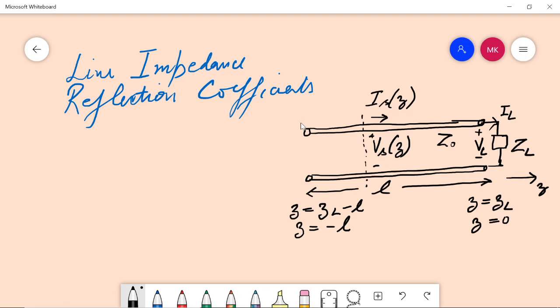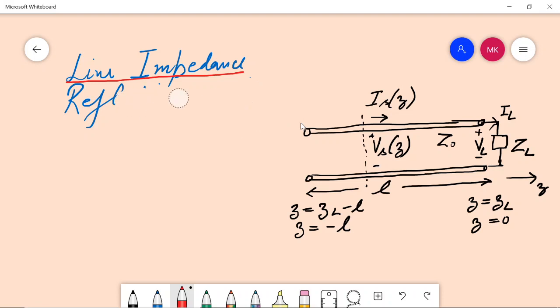Now we define the line impedance. We define the line impedance as, before that, what is the voltage Vs(z) and Is(z)? So we know that we are talking about the line impedance. So we just underline this one, and we can remove this part here. We are just right now talking about the reflection coefficient. So this is the line impedance we were talking about.